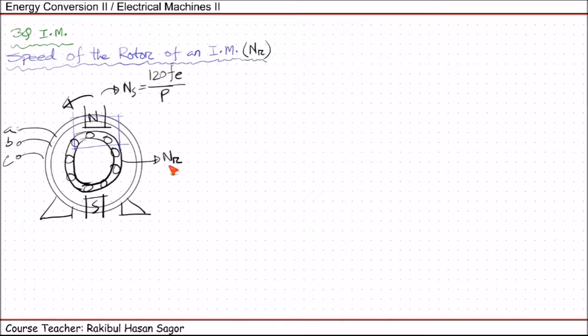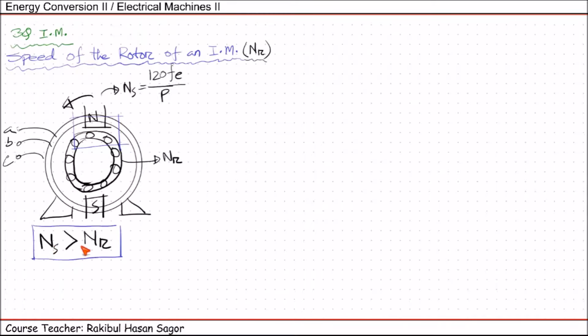So the rotor speed will always be less than ns, because if the rotor speed becomes equal to ns, then there is no reason for the rotor to rotate because there will be no magnetic field cutting. So ns is always greater than nr, or the other way, nr is less than ns. I want all of you to keep this in mind: the rotor speed will never be able to catch up to the synchronous speed ns. It will always be less than ns.